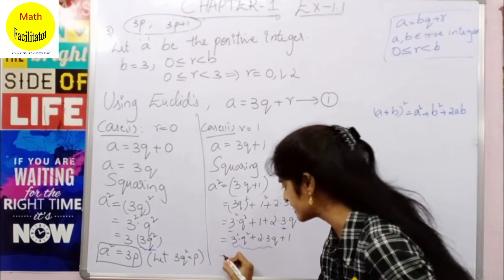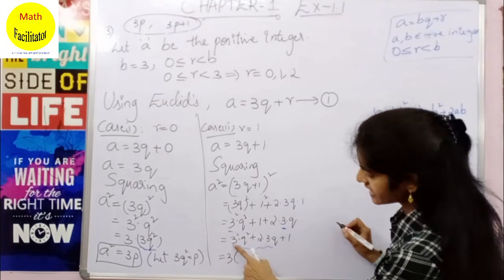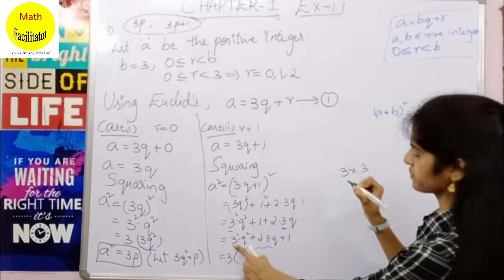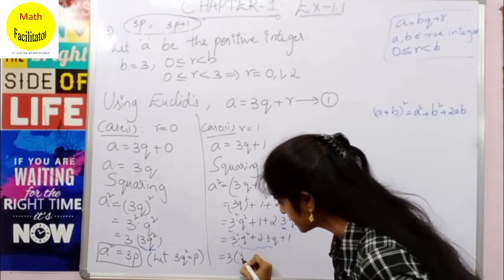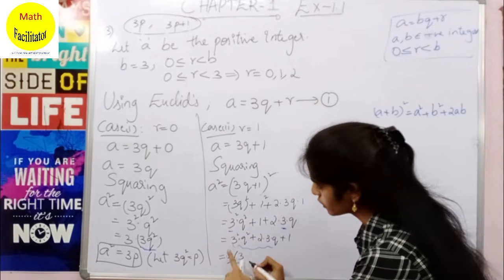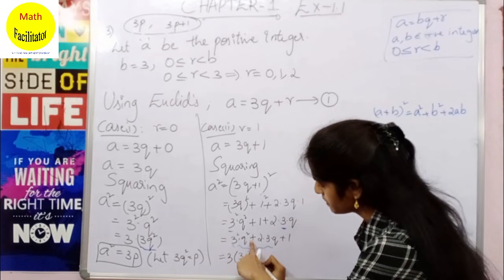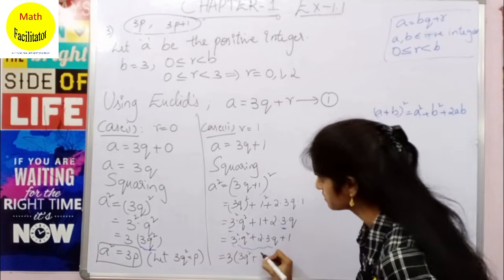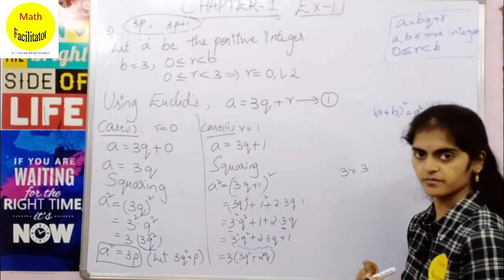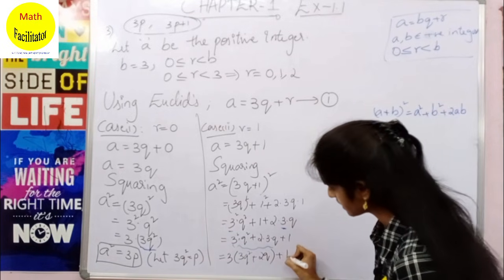Okay, so if you take 3 common, so here 3 square is nothing but 3 into 3. If you are taking 3 common, you are left out with 1 3. So I am writing that 1 3 here. And you have Q square, write it here. You have plus, write it. Here if you take 3 common, you are left out with 2Q. Okay, that's it. Now plus 1 separately you will write.